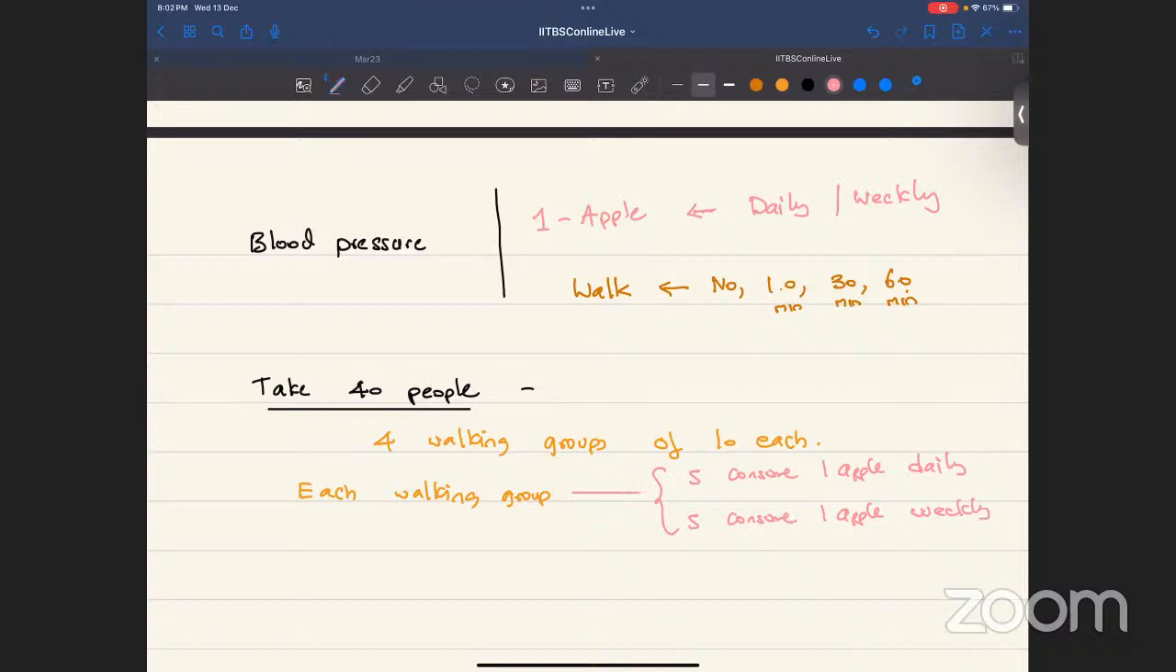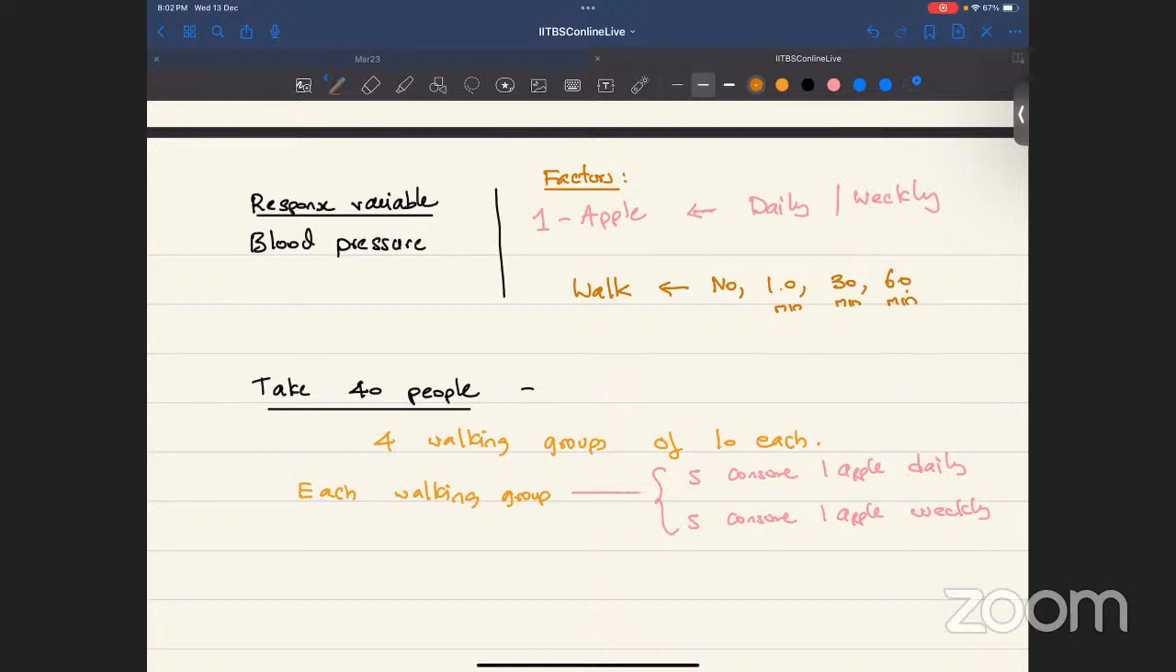Okay. So now the black is the response variable. So let me call this the response variable, that's my Y's. For everybody, I'm going to monitor the blood pressure. That's my Y. And then you think of the apples and the walk as factors. Let's call factor one the apple, and factor two walking.